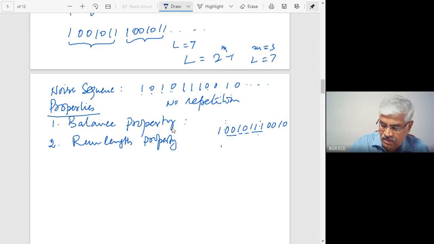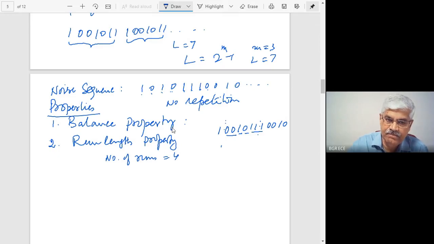So the number of runs is equal to 4. Now count the length of the runs. The first run is length 2, the second run length 1, the third run length 1, the fourth run length 3. This property says that out of the total number of runs, half of them are of length 1. Let us see whether this sequence satisfies this property. There are 4 runs, out of which 2 runs are of length 1. So it satisfies.